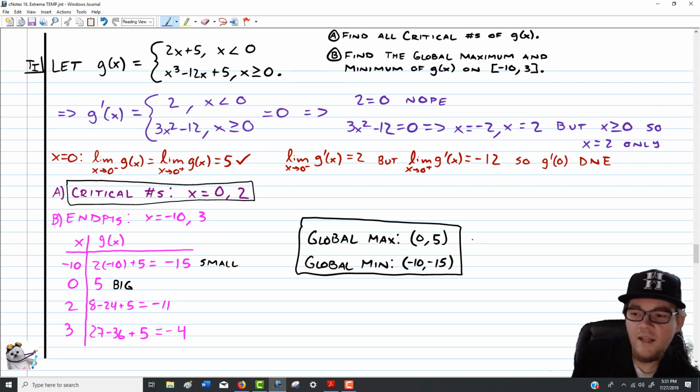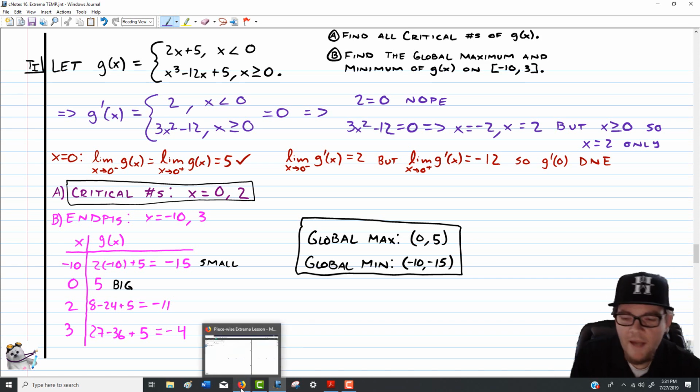After that, we did the c-numbers test by using the endpoints as well as those two critical numbers we found. It turns out that the high point ends up being at (0, 5), the global maximum by technical terms, and the smallest point ends up at (-10, -15). So in fancy terms, (-10, -15).